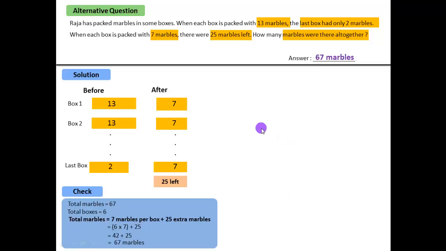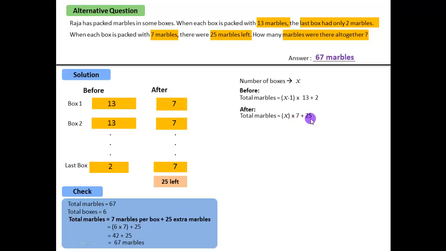We can solve this question using algebra as well. Let's assume that the number of boxes is equal to x. So initially, when each box had 13 marbles, the total number of marbles would be (x minus 1), where we exclude the last box, times 13, plus 2, which is the number of marbles in the last box. If there were 7 marbles in each box, then the total number of marbles would be x times 7 plus 25, which is the number of marbles that were left over.